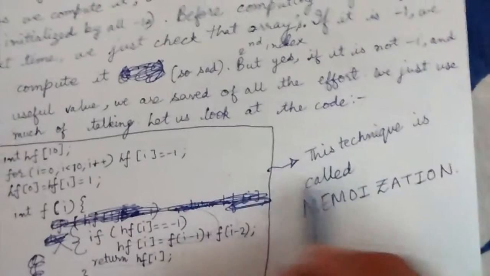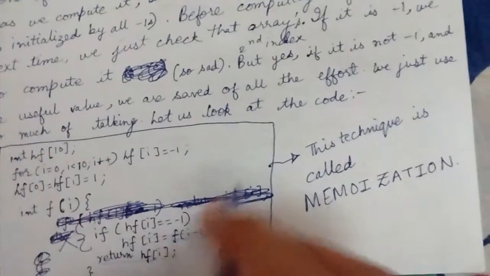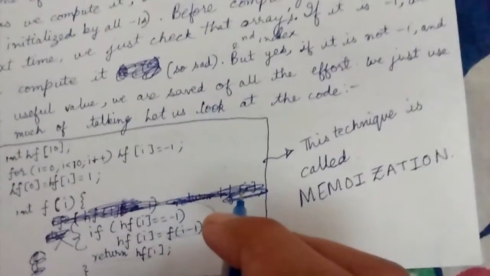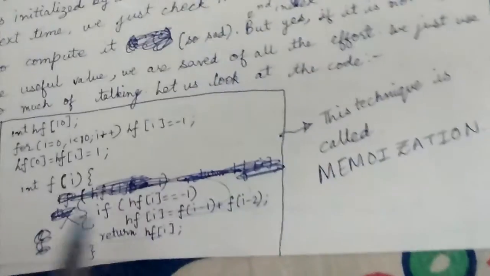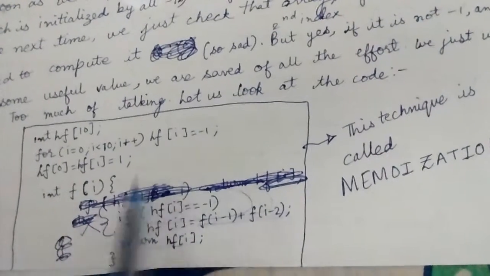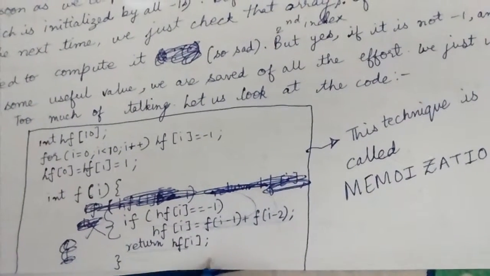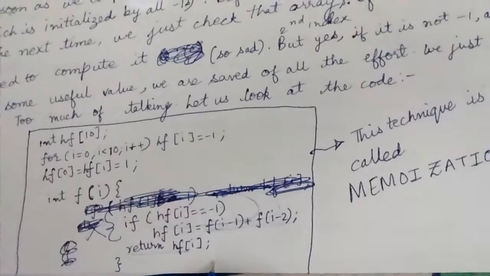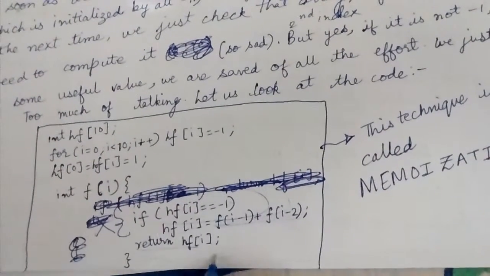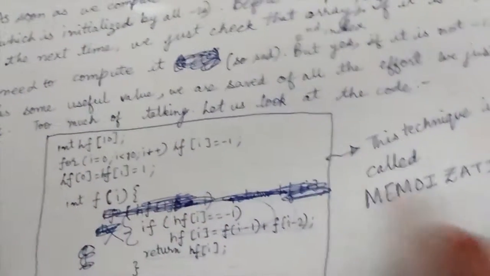This technique is called memoization. That is, once f2 is called, it is memorized. This is plain recursion and quite simple to write, but yet it is solving the overlapping subproblems once only.